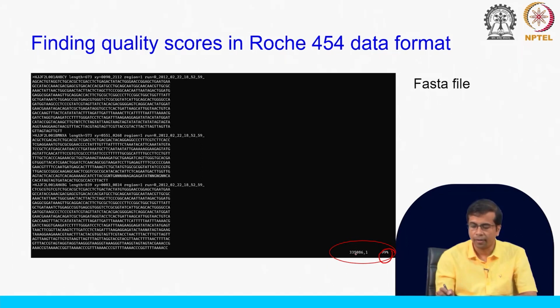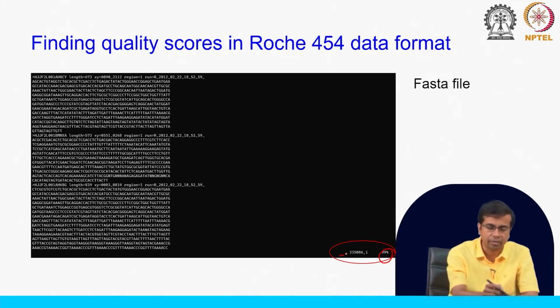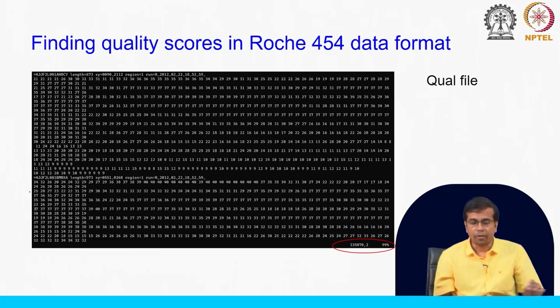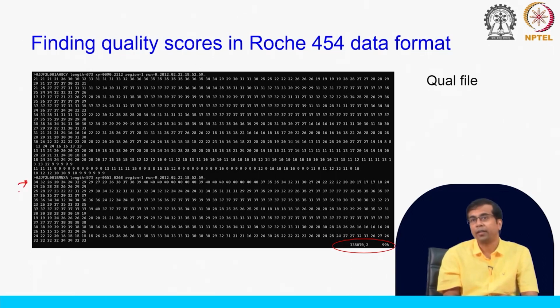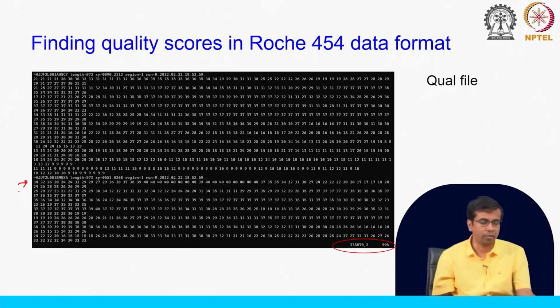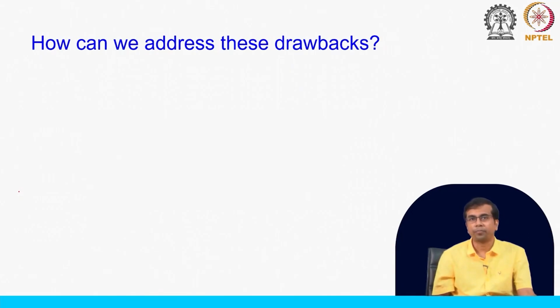This is the line number that we are at, and this is about 335,000. So, this is the sequence. Imagine we are reading somewhere here. In the other quality file, we also have to read these 335,000 lines before we reach the quality score value. So, you can imagine this is going to take a lot of time.